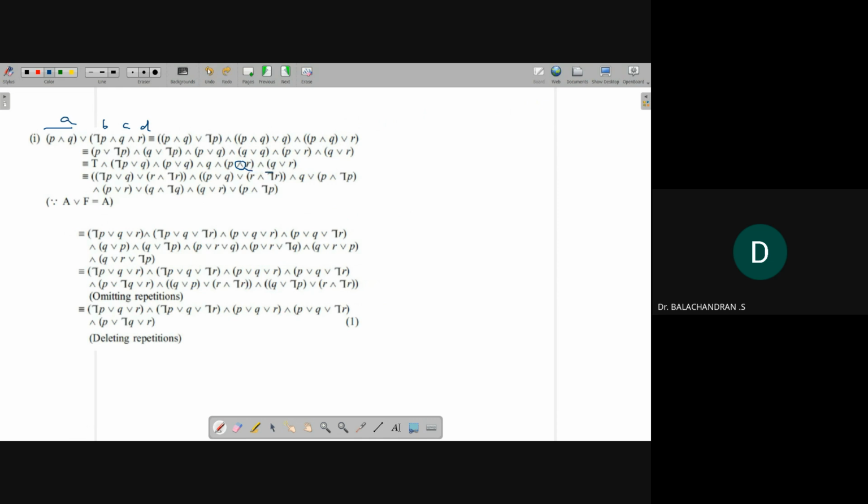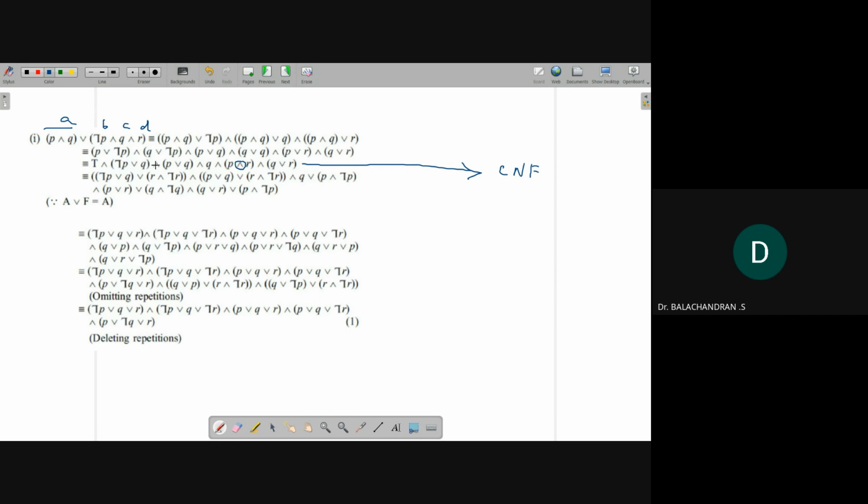Okay. So this should be R. And then Q or R. Okay. Next, negation P or Q or R. Oh yes. Now this is in what? CNF. This is CNF. Because why is this CNF?